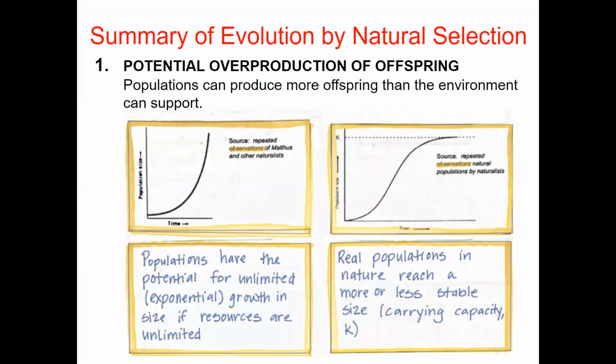Guesses? Random mating? Non-random mating? Actually, the first one is the potential for overproduction. I know we didn't have that on our hands. Oh, yes, overpopulation. Yes.